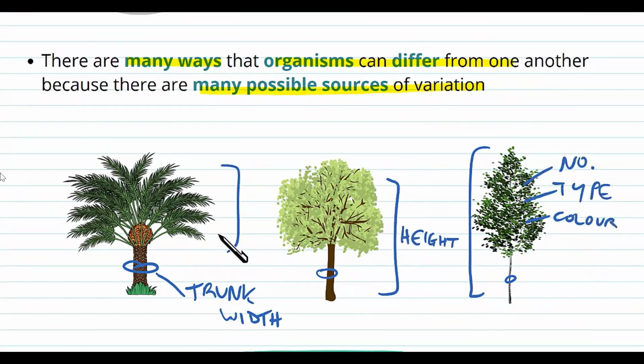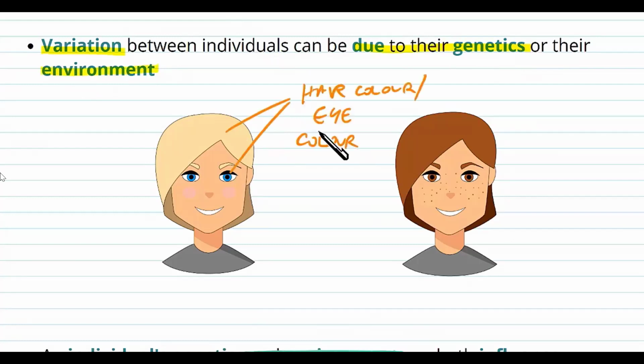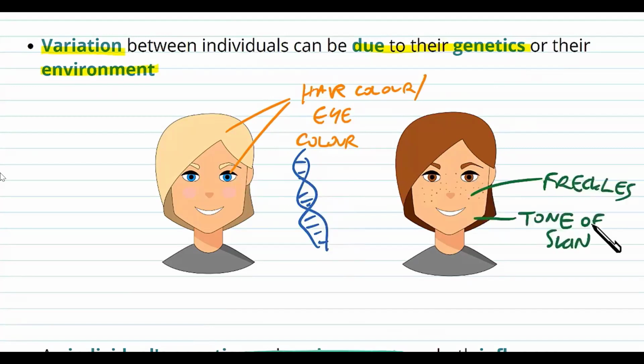And the variation between individuals, whether that's in a species or between species, can be due to their genetics or their environment. So for example, hair colour and eye colour tends to be due to genetics. So DNA codes for the genes which control the colour of the eye and the colour of the hair. But some features like freckles or toning of the skin can be influenced by the environment, because the freckles and the tone of skin can be affected by the level of sunlight.